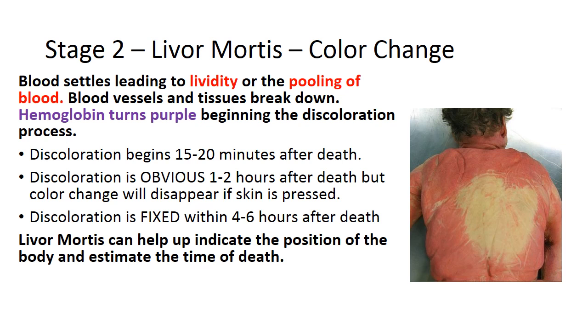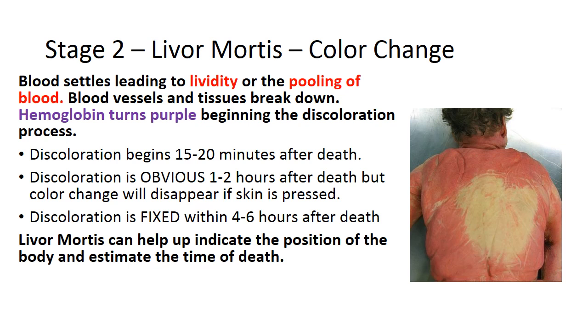The next one that we can talk about is livor mortis, the color change that happens after death. So the blood starts settling, leading to what we call lividity, the discoloration and the pooling of blood. So blood vessels, the tissues break down, the blood just seeps down to the lowest place it can be. The hemoglobin turns purple. So hemoglobin is the molecule that turns red in contact with air or in contact with oxygen, and really it's there to move oxygen around your body. That's going to turn purple and start discoloring.